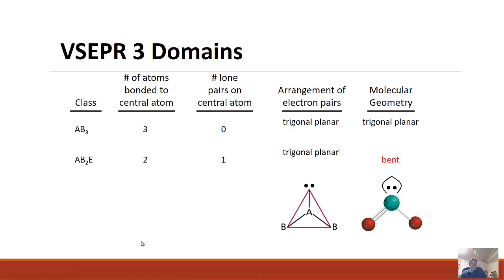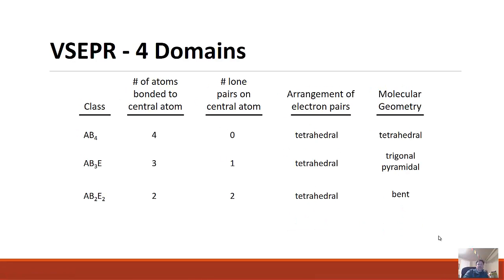So if we look at 3 domains, the basic shape, remember, was trigonal planar. We also got this when we had 4 domains, and one of those was a lone pair. If we have 2 bonded pairs and 1 lone pair, its arrangement is still trigonal planar, but the shape is going to be a bent shape here because we have this one up here that we don't see, but it affects it. Like I said, I'll give you a chart with all these on.